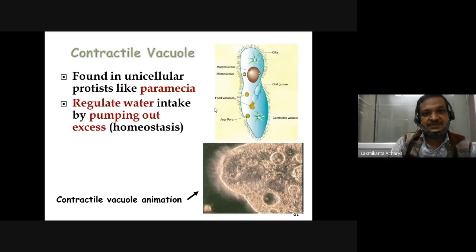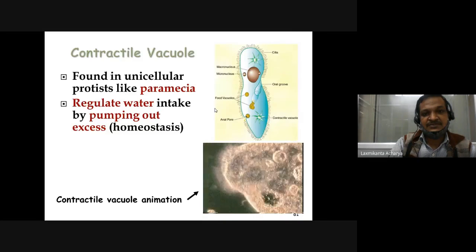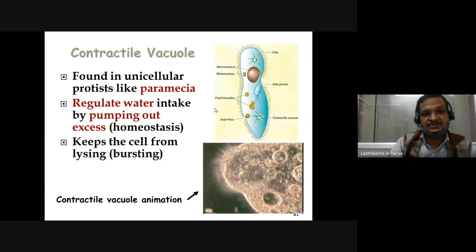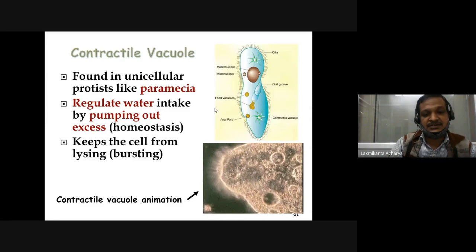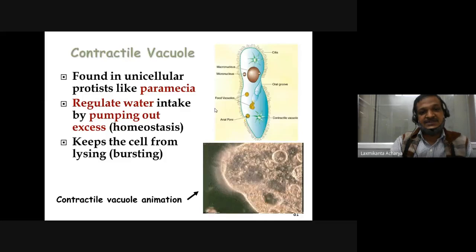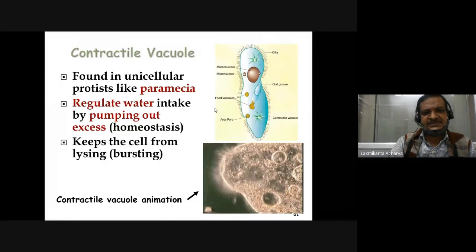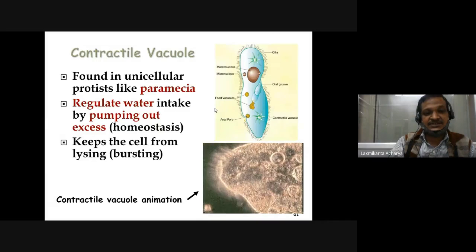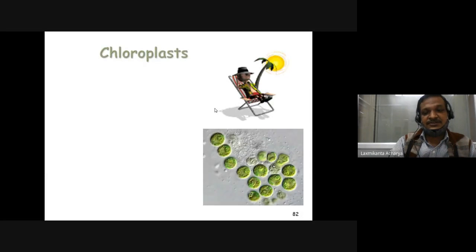Okay, so in paramecium, it regulates the water intake and pumping out and helps in homeostasis. Okay, and it keeps the cell out of bursting. Okay, now coming to the next organelle, that is your chloroplast.